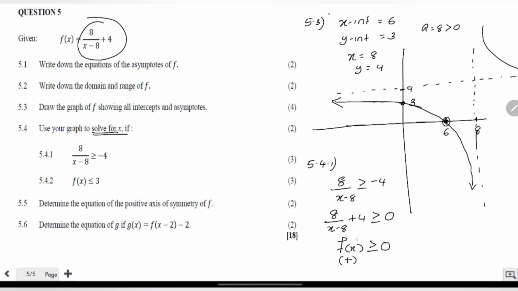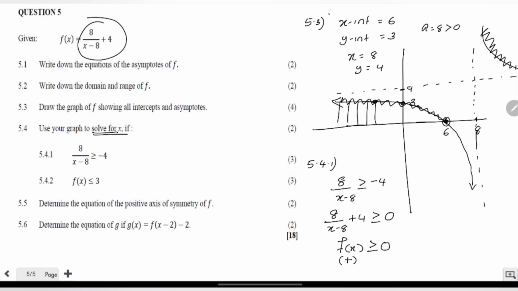What is the condition here? F of x positive. I hope you understood how I got this f of x. I brought minus 4 this side. So I only showed you which part is the positive part of the graph. This one, isn't it? This one is positive, above the x-axis. And remember this also. You have to take out all the x values. They are the solution.